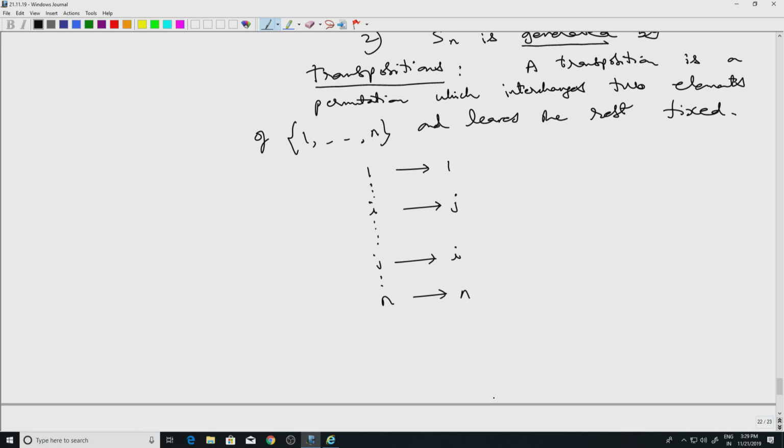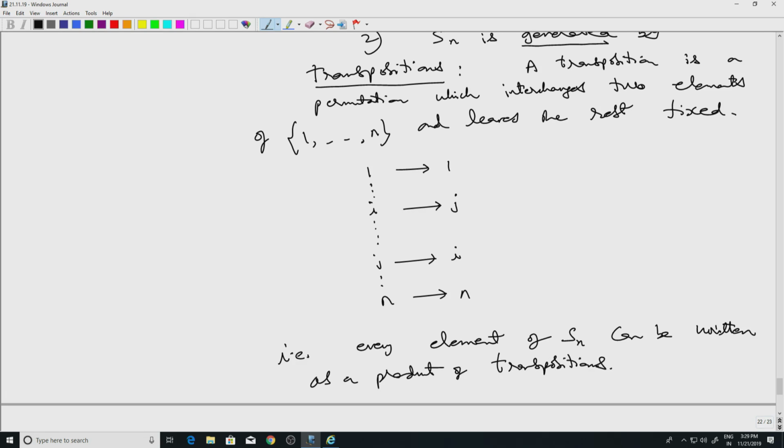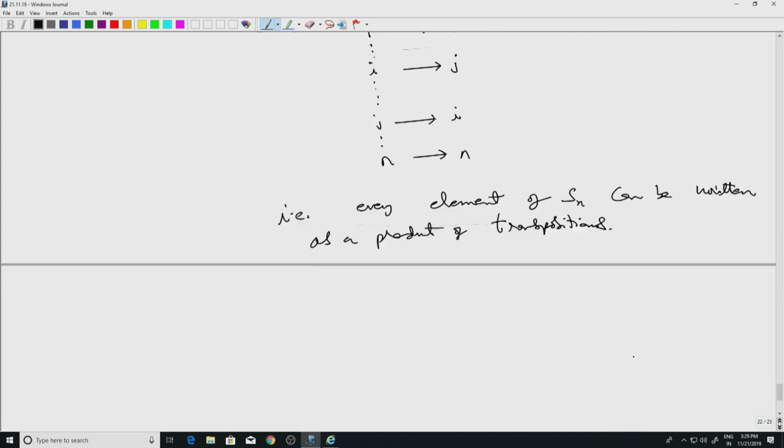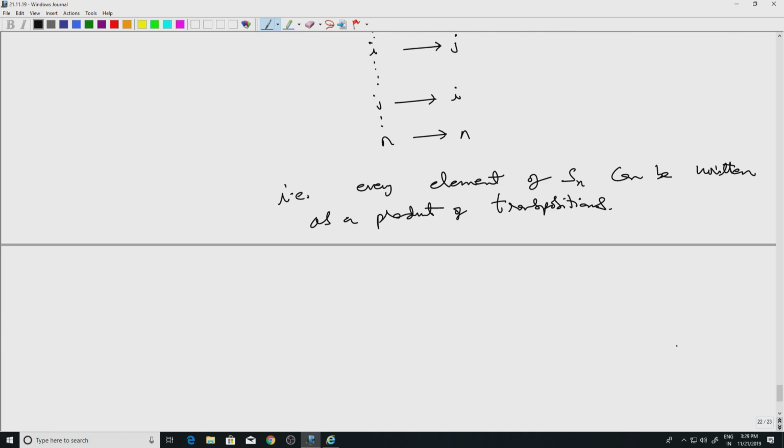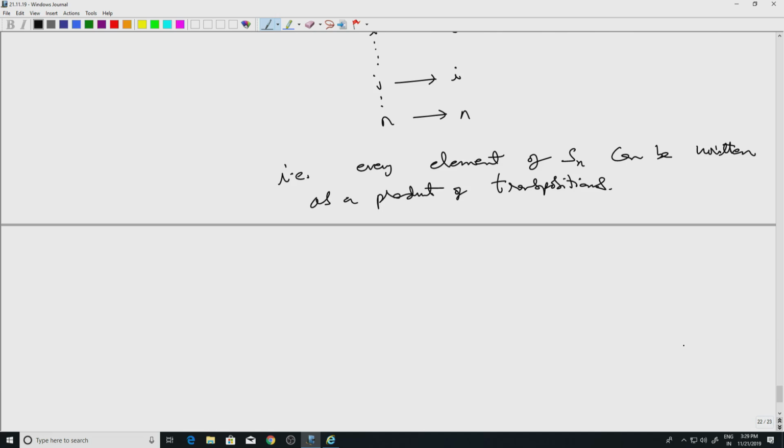And what do we mean by generated by? Every element of Sn can be written as a product of transpositions. Here, of course, the product is composition in terms of bijective maps. So given any permutation, I can break it up and write it as a product of transpositions. Now, the thing about writing it as a product of transpositions is that there may not be a unique way of writing it as a product of transpositions. One can possibly have several ways.